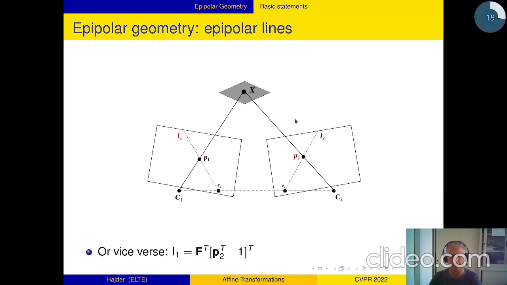And the reverse process can also be easily done. If a location P2 is given in the second image, and we multiply this P2, the homogeneous coordinate should be used, of course, by the transpose of the fundamental matrix from the left, in that case an L1 three-dimensional vector is given, which represents a line in the first image, and this is the line connecting P1 and E1. This is the epipolar line in the first image.